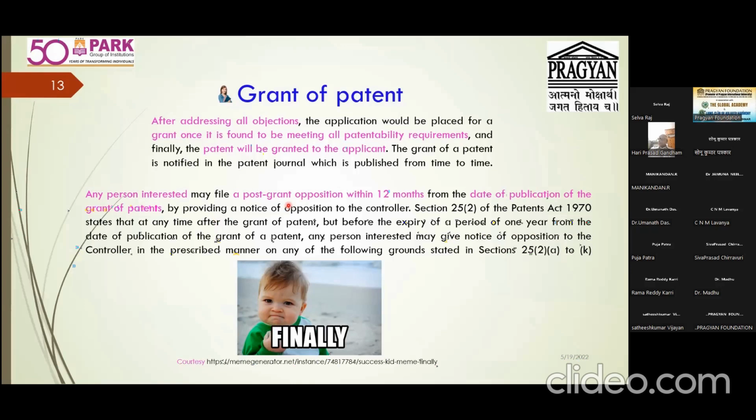If somebody has done your work and they got the patent afterwards, I can go for post grant opposition within 12 months from the date of publication of the grant of patent. Very important: after 12 months, you cannot do anything. So within 12 months, you can approach through the form of post grant opposition. Any person, you can make use of a patent attorney, a lawyer, or any natural person. By using the application under section 25(2), you can approach the controller with respect to the post grant opposition. This is a very important thing.